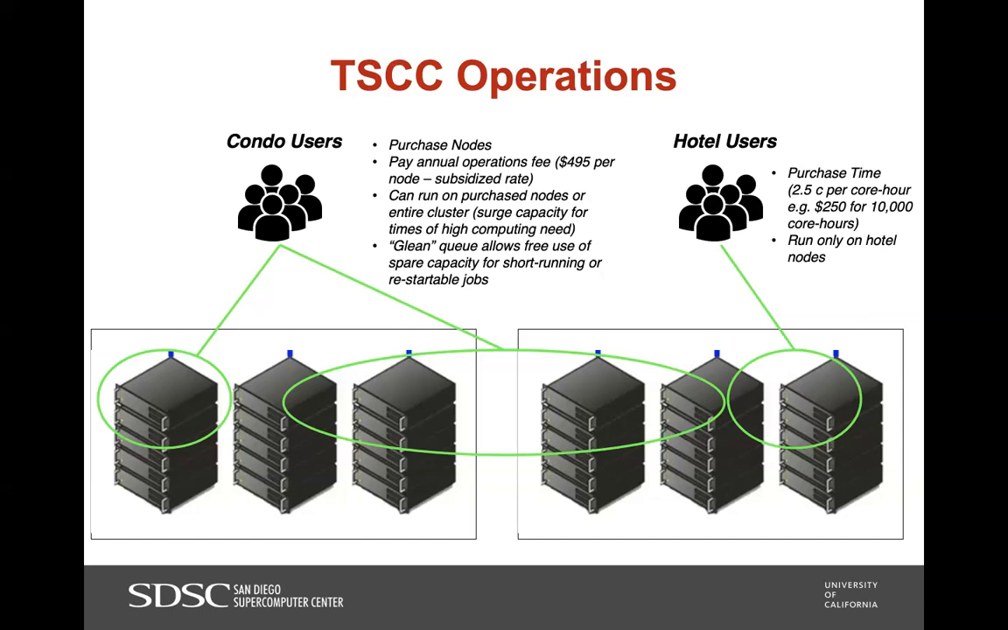Condo users also have an extra capability of running on a Glean queue, which is a preemptible queue. When there are free cycles on some of the Condo clusters unused, your jobs can run on that. But remember that if the Condo owner's job comes in, your job will be killed, because the Glean queue is meant only for very short running or restartable jobs. The hotel users are very straightforward. You purchase time and you run only on the hotel nodes. Current pricing is about $250 for about 10,000 hours, and you just pay as you use.